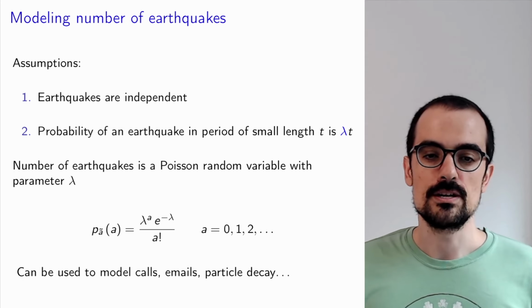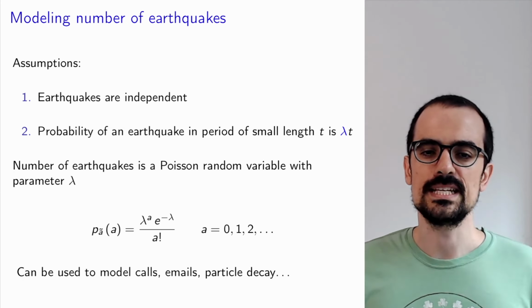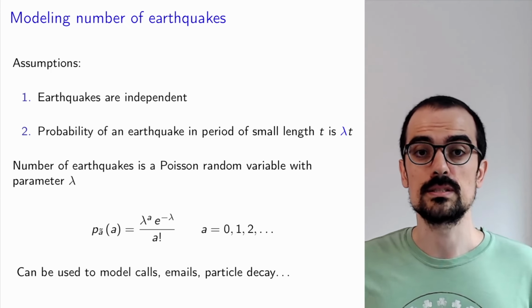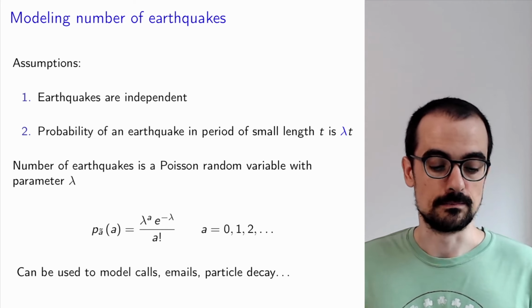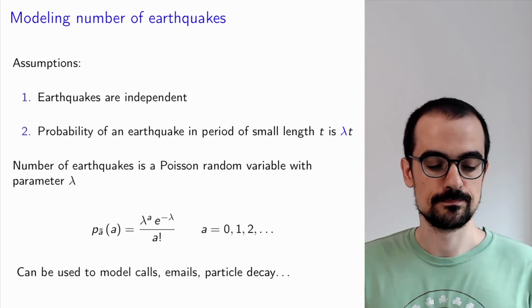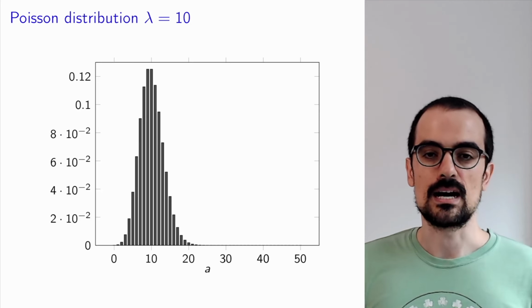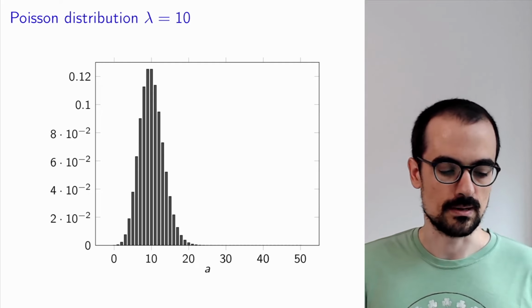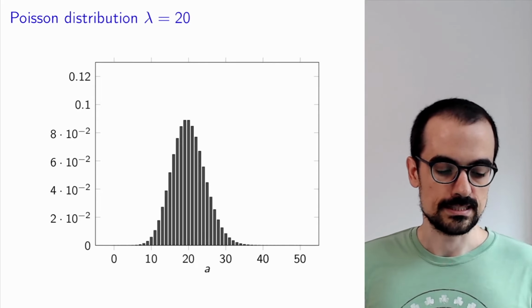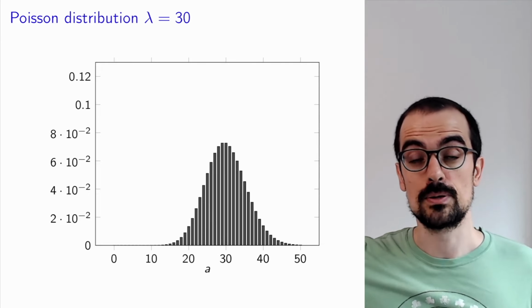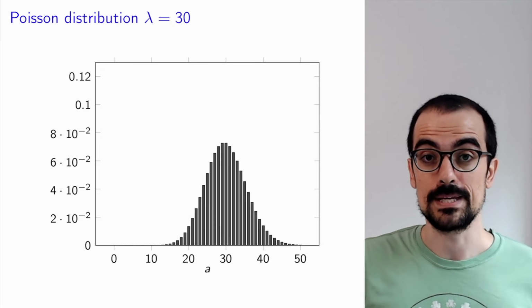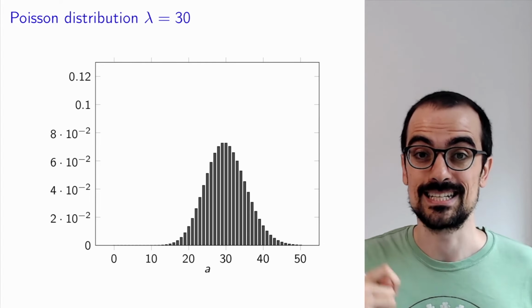Poisson random variables are very popular in modeling the arrival of telephone calls, the arrival of emails, particle decay, and many other phenomena like this. This is how the Poisson PMF looks for lambda equals 10, lambda equals 20, lambda equals 30. Again, the whole shape of the PMF is completely determined by a single parameter.